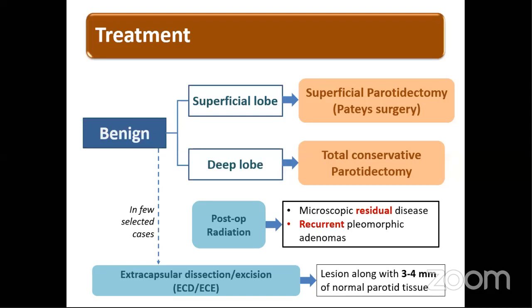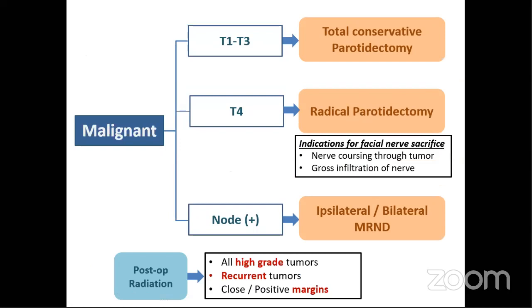If it involves the deep lobe, total conservative parotidectomy means we have to preserve the facial nerve. If it is a recurrent pleomorphic adenoma, we need to give post-op radiation. Sometimes for a small Warthin's tumor, some people do just removal of the tumor with a rim of parotid gland. Nowadays it is not done. We usually do superficial parotidectomy.